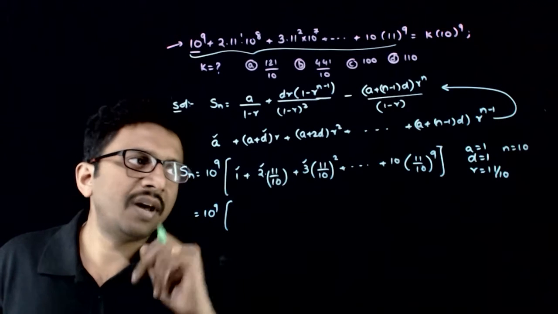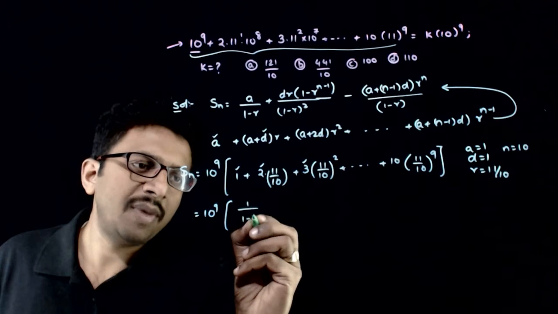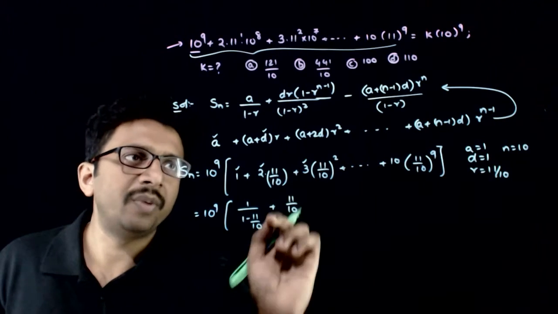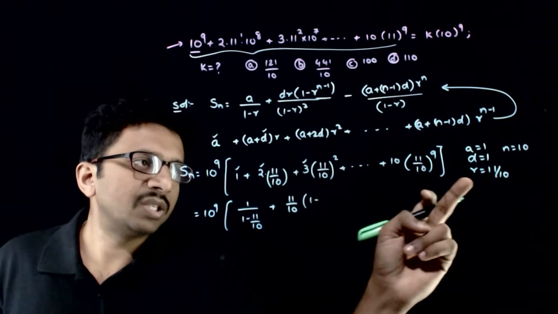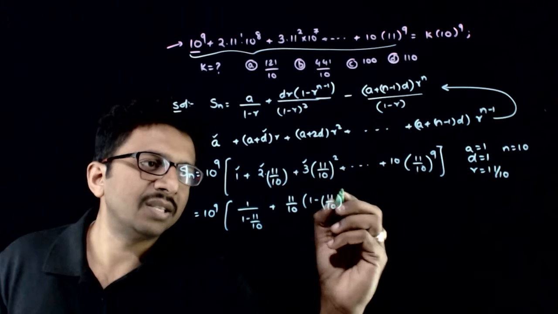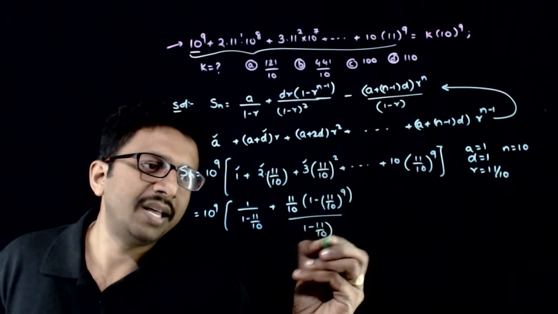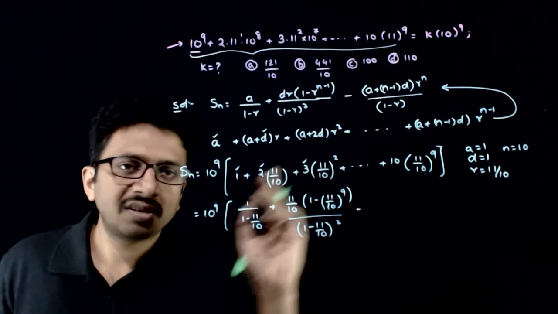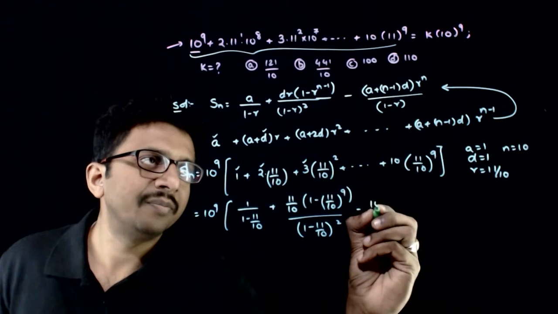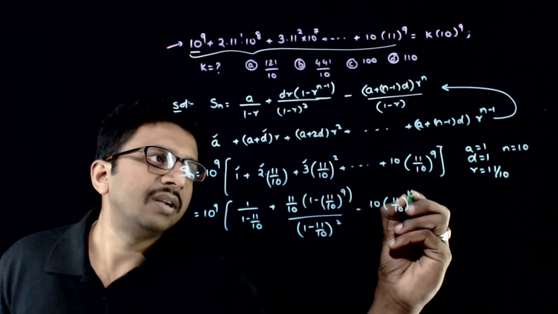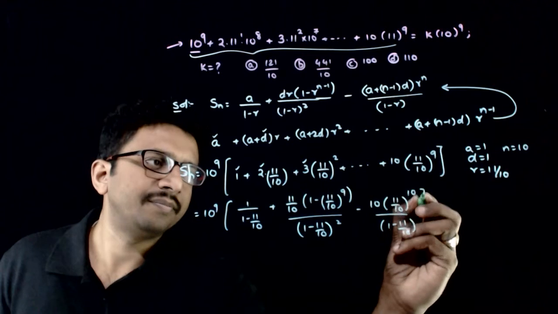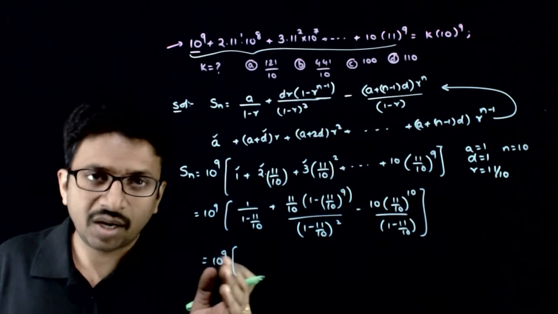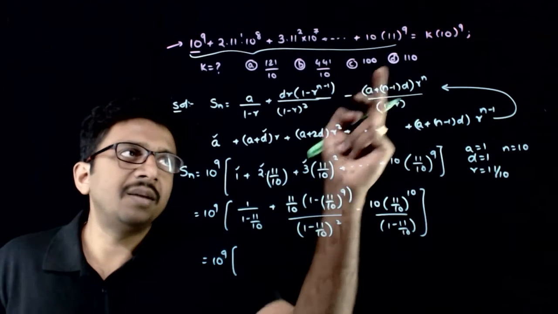Now apply the formula: A/(1 − R), that is 1/(1 − 11/10), plus D·R(1 − R^(n−1))/(1 − R)², that is (11/10)(1 − (11/10)^9)/(1 − 11/10)², minus (A + (n−1)D)·R^n/(1 − R), that is 10 × (11/10)^10/(1 − 11/10). This is equal to 10^9 times this expression. The 10^9 is taken outside, and whatever is in the bracket is the value of k.